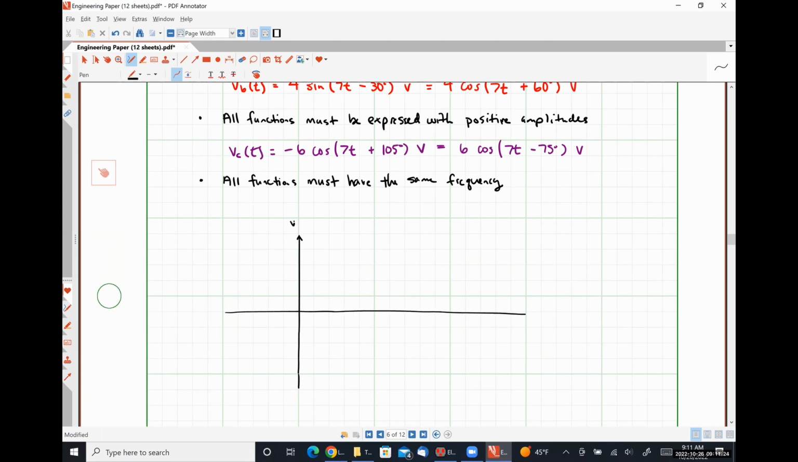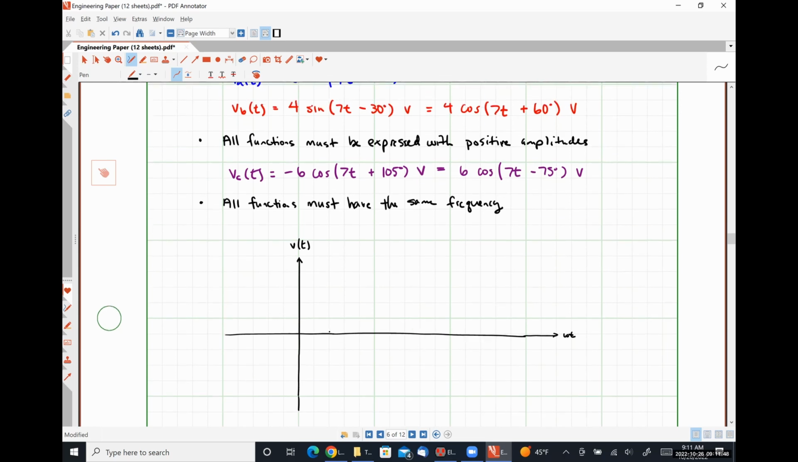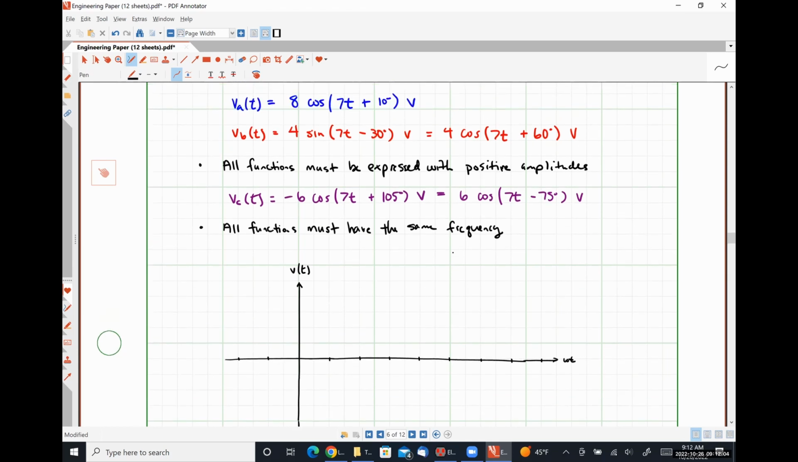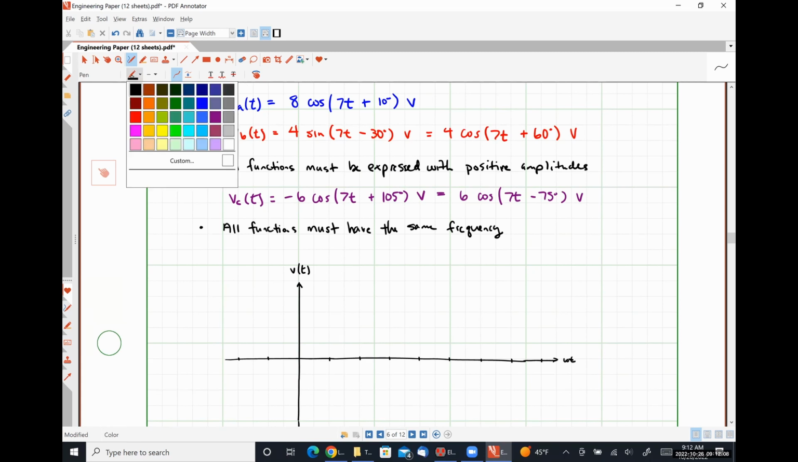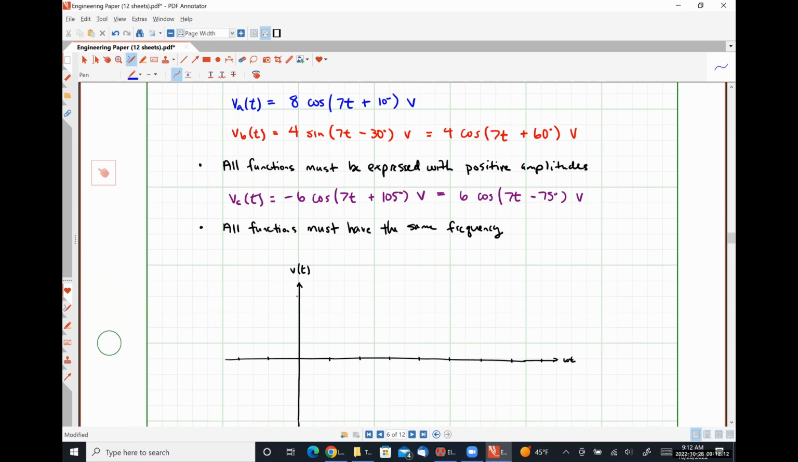So here, I'm going to have my voltage as a function of time, and then on the horizontal axis, I'm going to put omega t for now, just because it's going to help me figure out how these things are shifted in comparison to each other. So this is going to be 90, 180, 270, 360, and on and on. All right, so VA has a phase angle of positive 10 degrees, and that's in blue, and it has a magnitude of 8. So that's going to be something very slightly shifted to the left because the phase angle is small and positive.